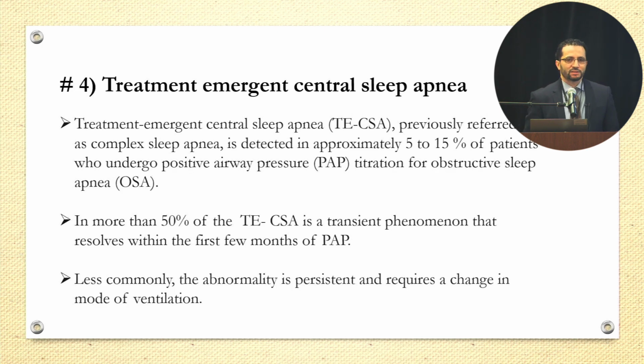Here's the bigger subject and maybe the most complicated problem in PAP titrations. Sometimes it makes it very difficult to achieve PAP titration. It is treatment-emergent central sleep apnea. So this happens on average, based on the studies, in 5 to 15% of patients who have sleep apnea that undergo PAP titrations. However, the good news is that in more than 50%, if they continue to use their CPAP or PAP machine, these sleep apneas tend to go away spontaneously.